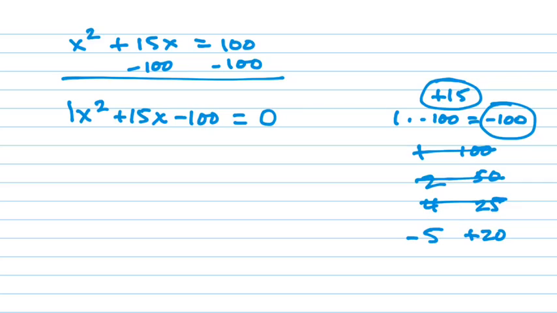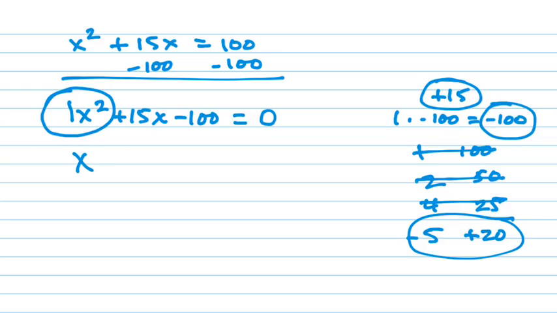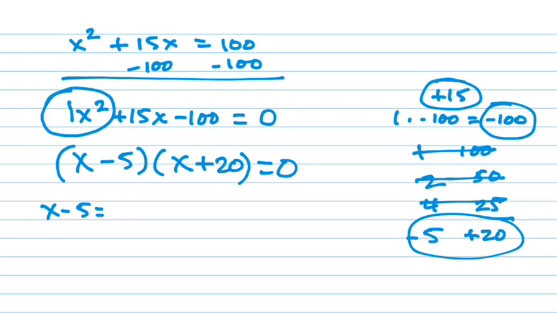Be careful. Now, I could go through the whole process, but what was my A? Oh my God, it was 1. So do I have to? Nope. I can just take these two numbers and put them in the brackets. X minus 5 times what? X plus 20. Now, if that doesn't make sense to you, then just do the process. Okay? Now that I have it factored, I just need to set each one of those factors equal to what? 0. So x minus 5 equals 0, and x plus 20 equals 0.